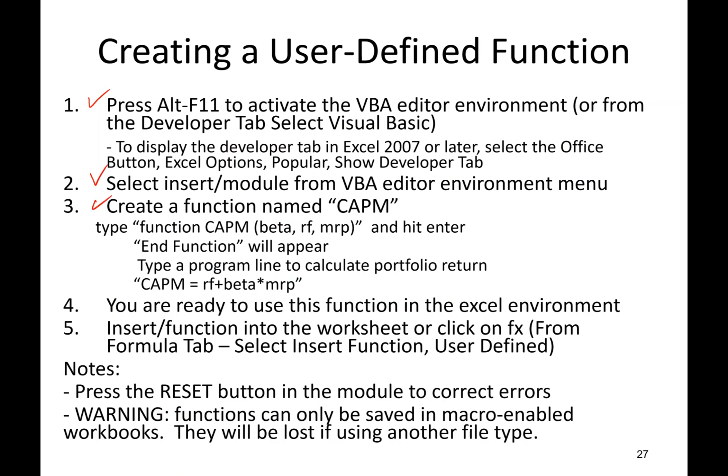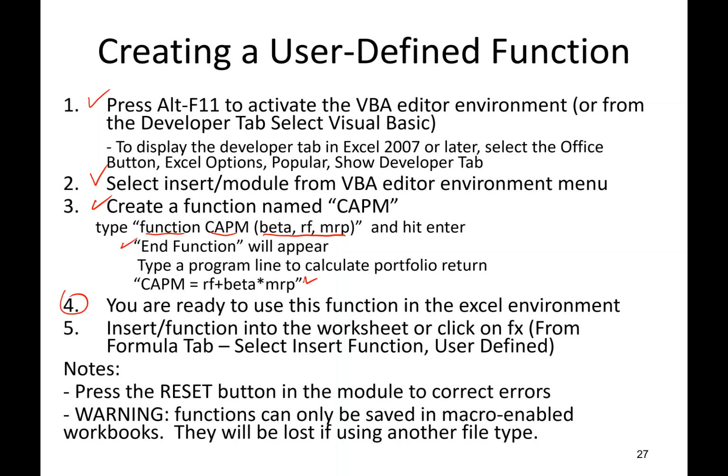I then created a function called CapM, where I typed in function, CapM, RF, beta, market risk premium. I hit enter, end function appeared, and then I wrote CapM is equal to risk-free rate plus beta times market risk premium.